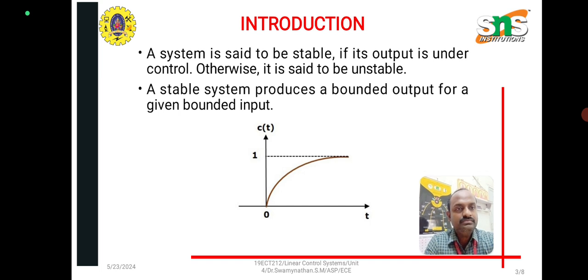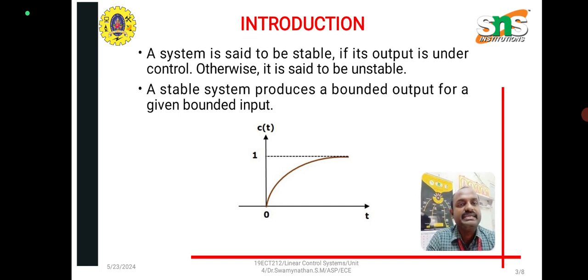A system is said to be stable if its output is under control, otherwise it is unstable. Output must be controlled based on the input variations or state variables. A stable system produces a bounded output for the given bounded input. The x-axis is time from 0 to t and the y-axis value 1 is the unit step input. That is a continuous time signal.